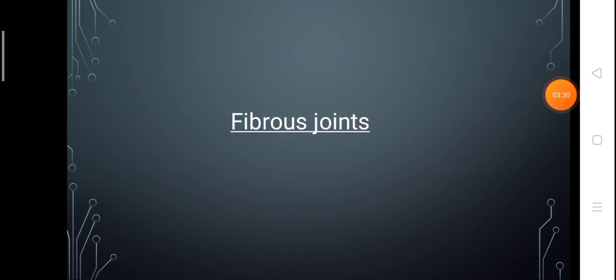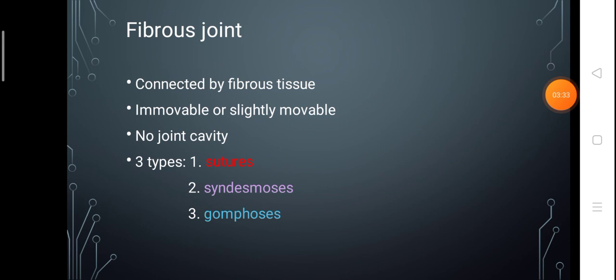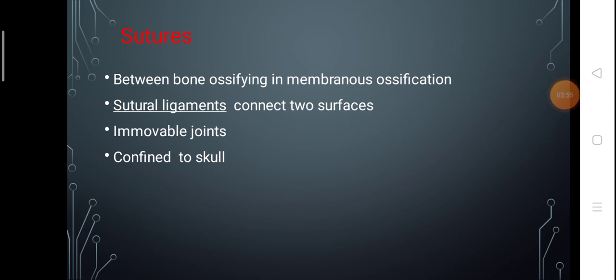Now regarding the fibrous joint, here bones are connected by fibrous tissue. These joints are either immovable or permit a slight degree of movement. There is no joint cavity. In this you have types such as sutures, syndesmosis and gomphosis. Sutures are seen between bones which ossify in membranous ossification, for example skull bones.